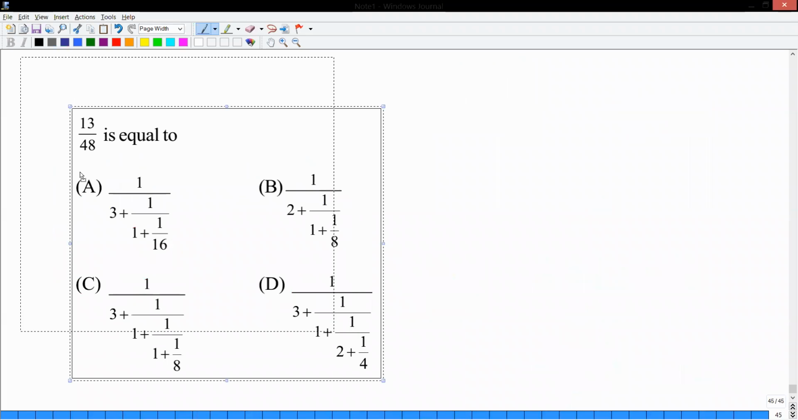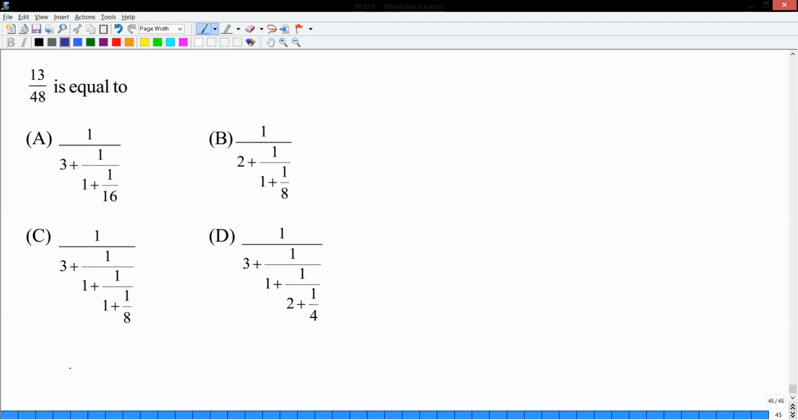Whenever you have these kind of sums, 13 by 48 is equals to so on. How do we write it? First, send it into the denominator, then 48 by 13 it will become. So I'm asking you to divide 48 by 13. 13, 3 is a 39, then 9, then divided by 13, 4. Divide it like long division method, like finding HCF.